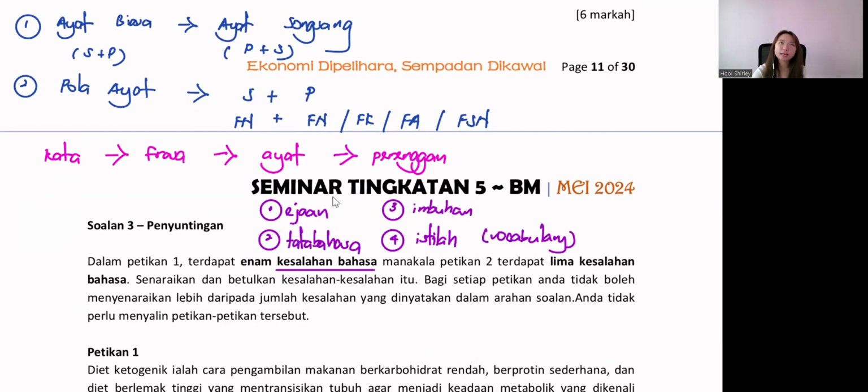Usually for kesalahan istilah, it might be 0 to 2 marks for each question, because for this part it's either 11 to 13 marks. So it depends. Sometimes it might be none, sometimes 1 or 2. Usually it's at least 1 for the istilah. So ejaan, tata bahasa, and imbuhan are the ones that you must score. Then istilah depends. Some of it is very simple.